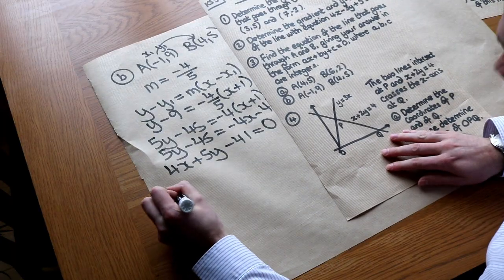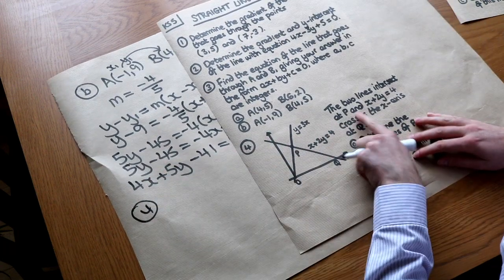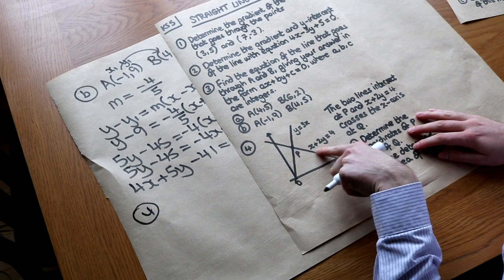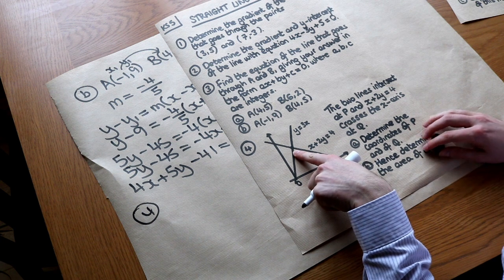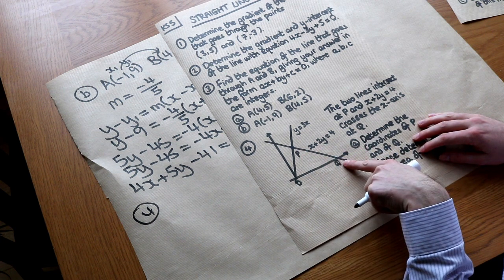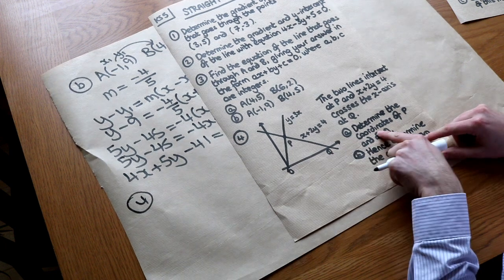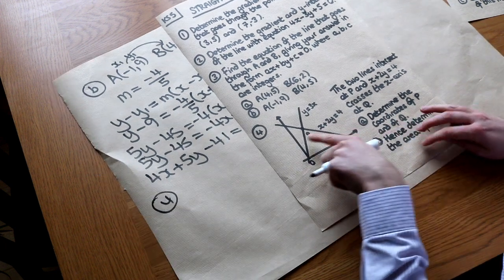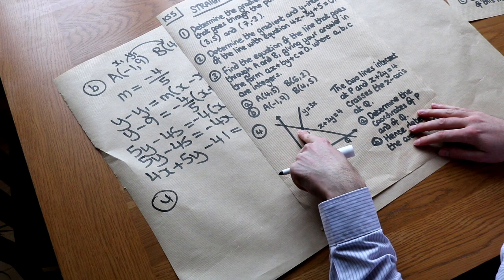Right, question 4. The two lines intersect at P, so you've got y equals 3x, x plus 2y equals 4. They intersect at this particular point, and this line here, the x plus 2y equals 4, crosses the x-axis at the point Q. Determine the coordinates of P and of Q. So we need to find where these two lines intersect.